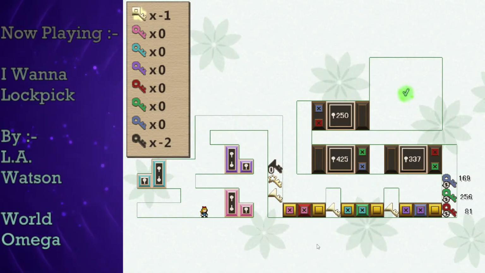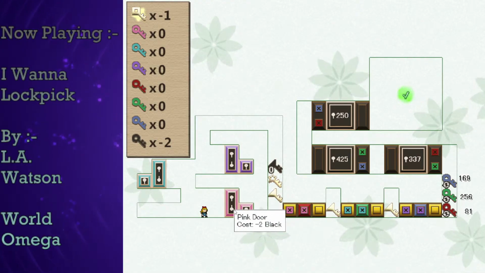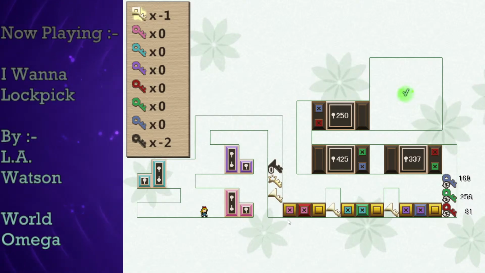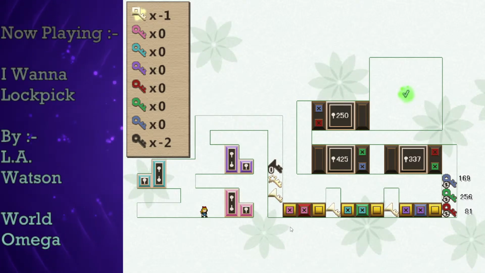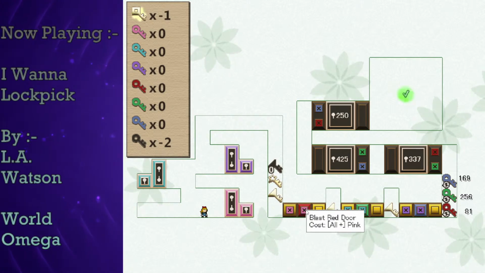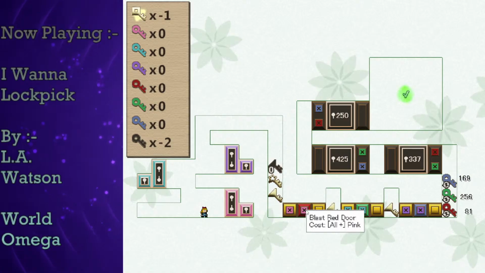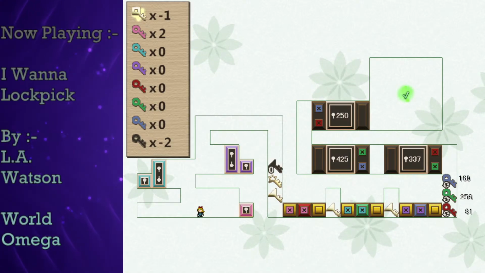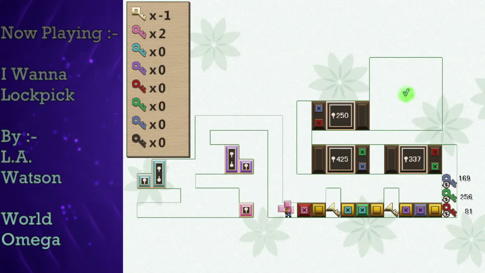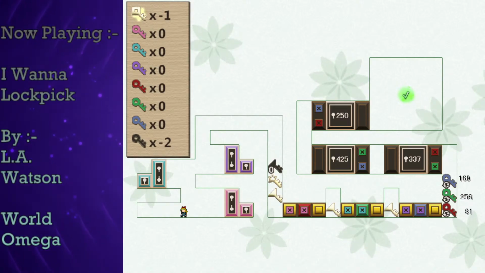Now we get to this part. This is the much more tricky part. Let's solve these one at a time. We have X number of pink keys, right? And we get X minus one, and we get X copies of our pink doors, I guess, right? Because if we have two pink keys, then we'll obviously get two of these.